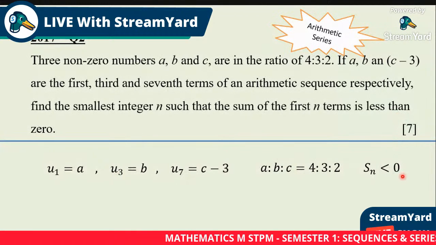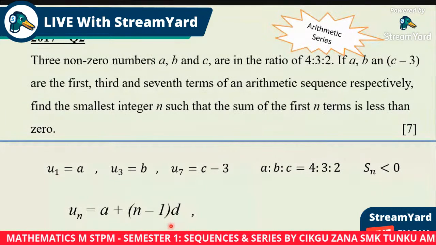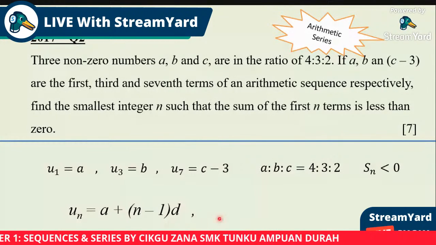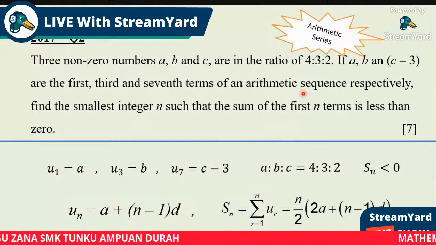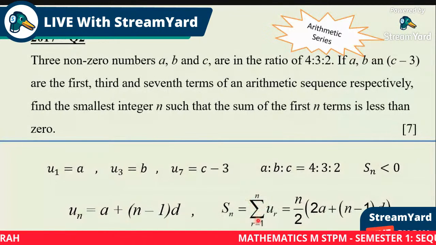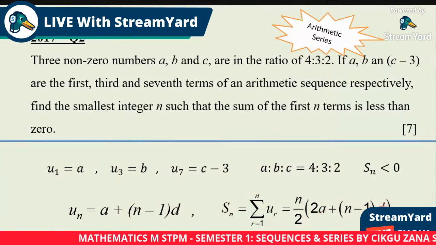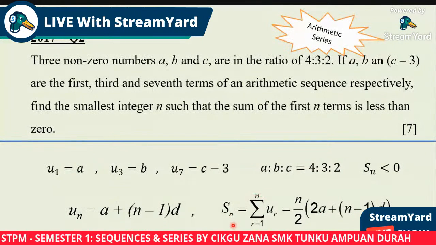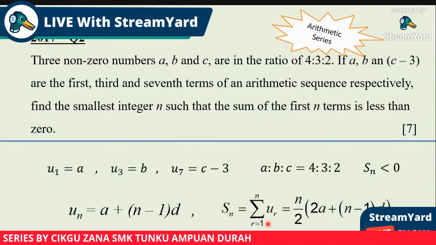For arithmetic and geometric series, the nth term formula is a plus (n minus 1)d, and the sum of the first n terms of an arithmetic series, I'm using S_n, or the sigma symbol, is n over 2 times (2a plus (n minus 1)d). It's up to you whether you want to use the sigma symbol or S_n. In Form 5, we use S_n. In Form 6, mostly we use the sigma symbol.